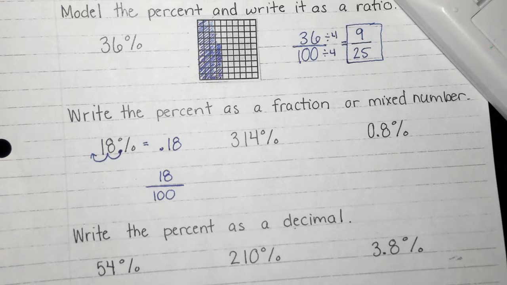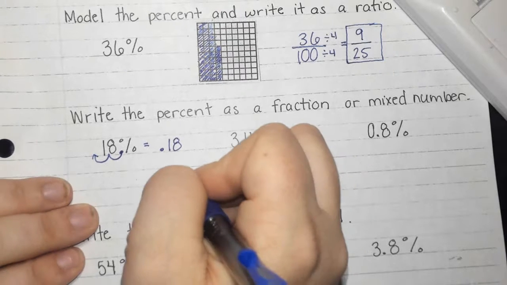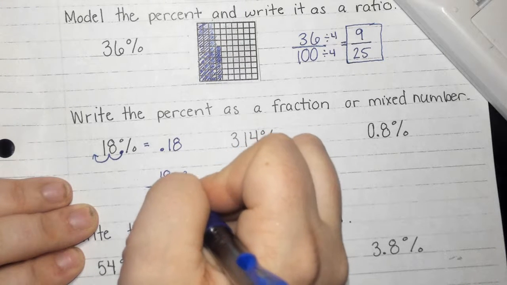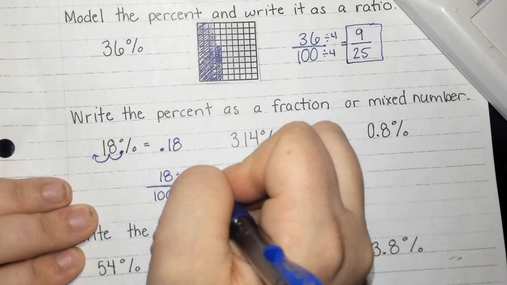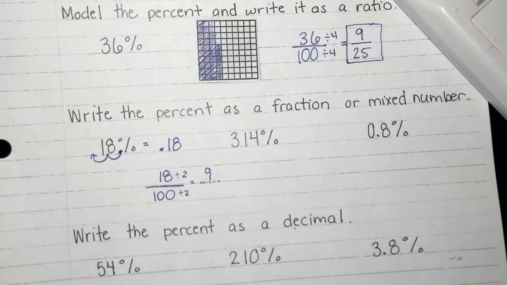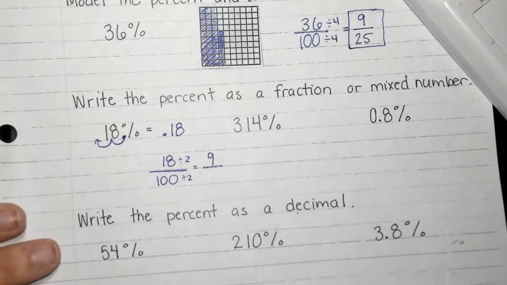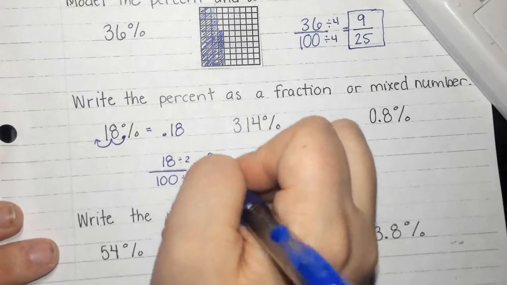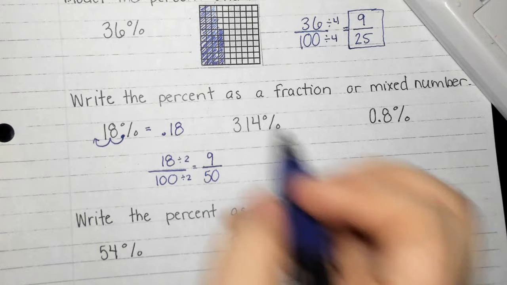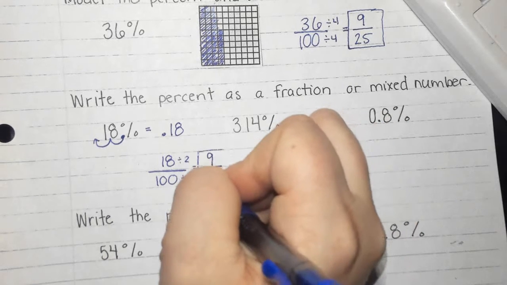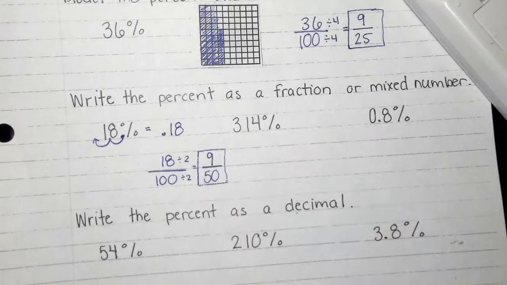All right, now, can I leave it as 18 over 100? No. What do y'all want to divide by? All right, we can divide by 2. 18 divided by 2 is? 9. 18 divided by 2 is definitely 9, and 100 divided by 2 is 50. Okay, 9 over 50. 50 is a big number. Can I simplify it? No. Okay. All right.